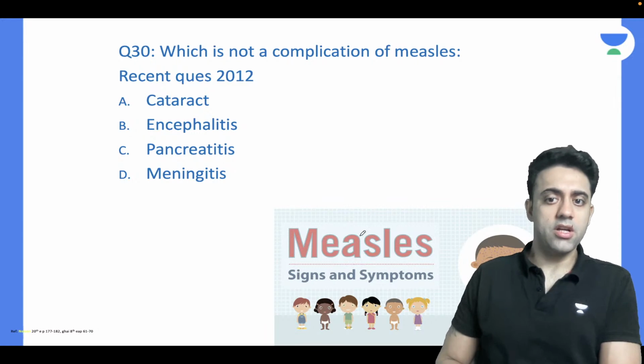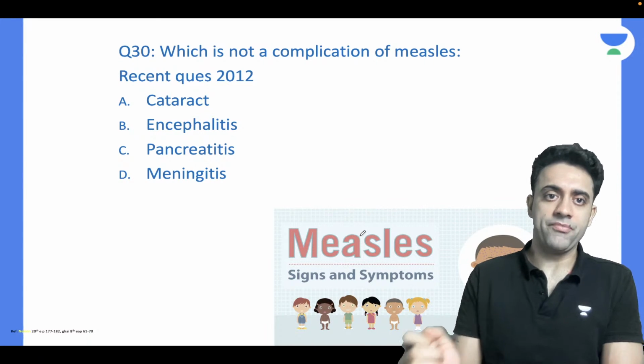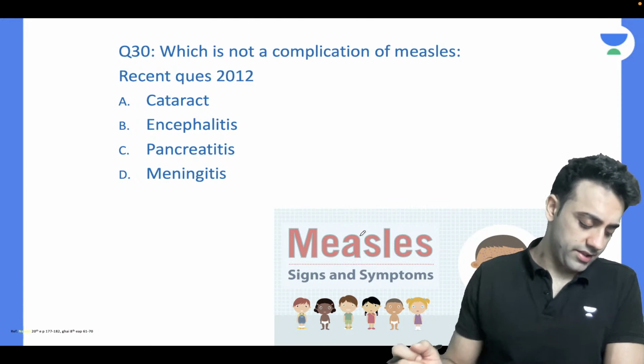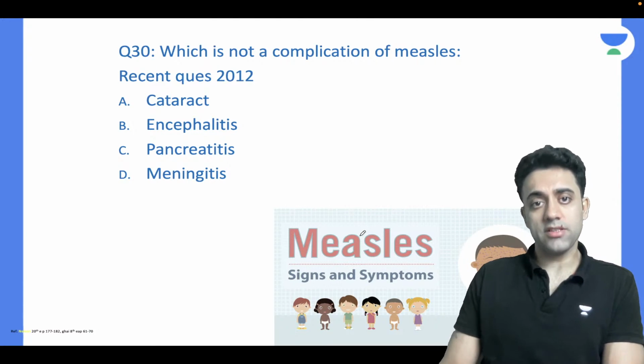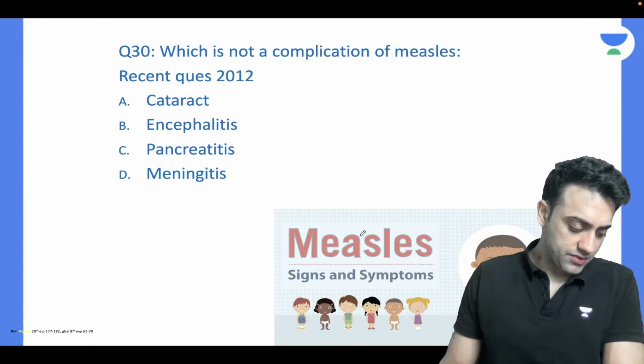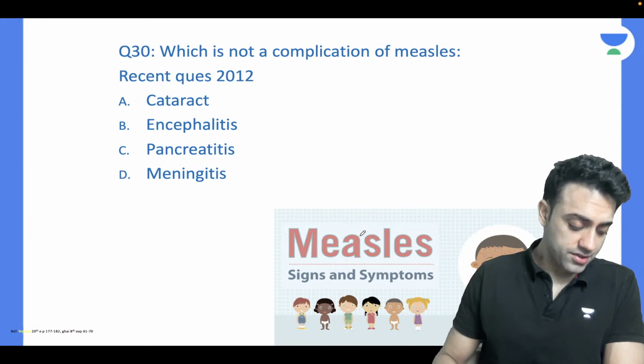Okay, that's a good question. Which is not a complication of measles? Recent question, 2012: cataract, encephalitis, pancreatitis, and meningitis. What do you think? Which is not a complication? If this question comes, what will you answer? Anju, Sujit, Prakash, Umesh, Nishi, Osama. Very good, Umesh.